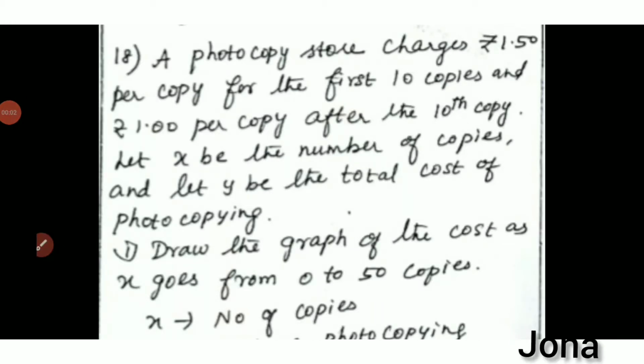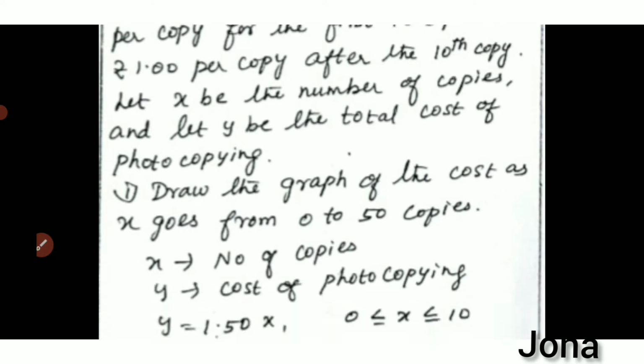18th problem. A photocopy store charges rupees 1.50 per copy for the first 10 copies and rupee 1 per copy after the 10th copy. Let X be the number of copies and let Y be the total cost of the photocopy. Draw the graph of the cost as X goes from 0 to 50 copies.